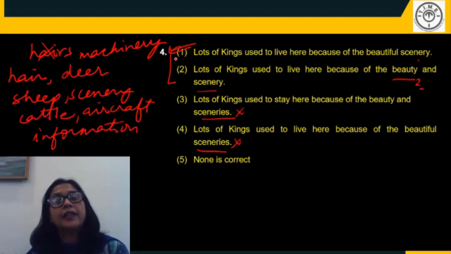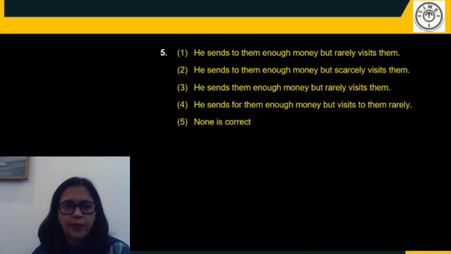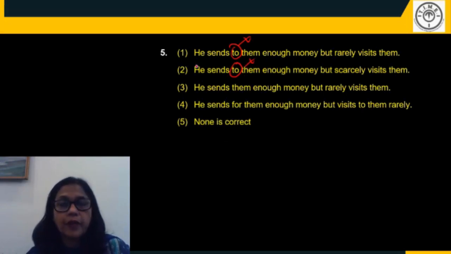So we have the correct answer here in the first one. Then we move on to the fifth question here. He sends to them enough money but rarely visits them. He sends to them enough money. He sends them enough money. This is wrong. So he sends to them, again wrong. So first out, second out.